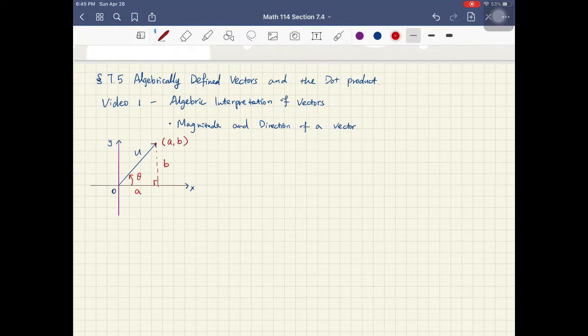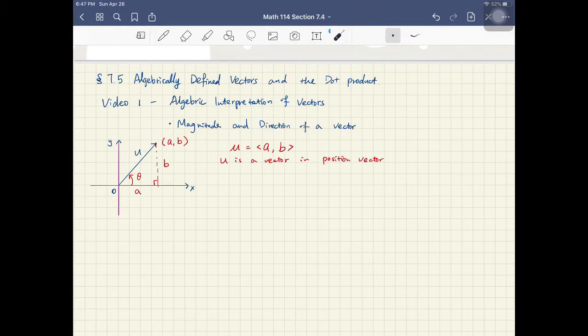Since we're using a comma b for the terminal point, and the initial point lies on the origin, we can label the vector u in terms of a and b. So we can say u is equal to a comma b. However, since u is a vector, we cannot use round parentheses; we use the pointed brackets. So that means u is a vector.